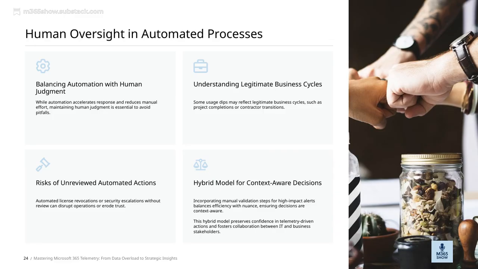Understanding legitimate business cycles is also important. Sometimes, dips in usage are actually normal, like when a project wraps up or a contractor leaves. Recognizing these patterns helps us avoid unnecessary alerts or interventions. While automation can speed up responses and reduce manual effort, it's important not to lose sight of human judgment. Human oversight helps us catch nuances that automation might miss and prevents potential pitfalls. So, maintaining that balance between automation and human insight is key to effective, strategic management of our telemetry data.